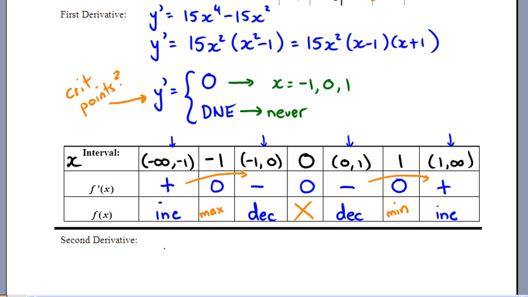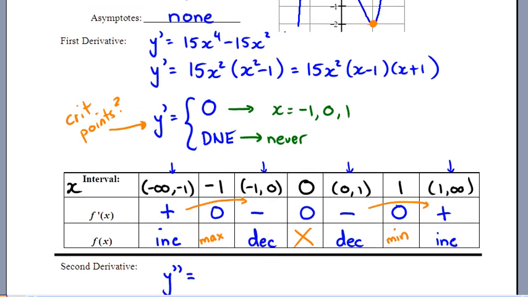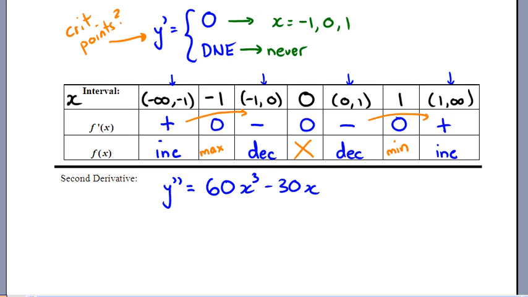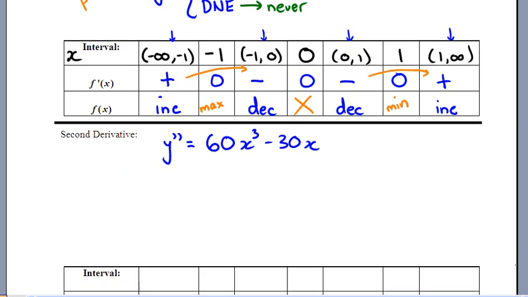Okay, taking one more derivative, I would work with the simplest possible form, which for me is this one right there. Don't work with an ugly product if you don't have to. So working off of that one, that second derivative is going to be 60x cubed minus 30x. And I'm wondering, hey, when are you positive? When are you negative? When are you 0? So I'm going to do a little factoring.